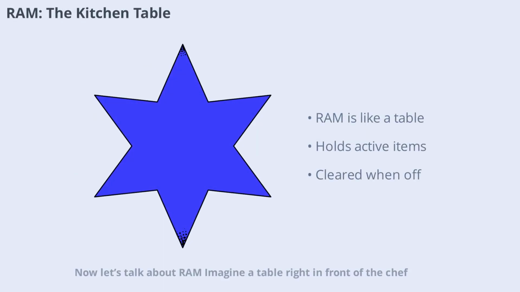Now let's talk about RAM. Imagine a table right in front of the chef. This table is where the chef keeps all the ingredients and tools needed for the current recipe, like salt, spices, and vegetables. RAM works the same way. It holds all the information and programs your computer is using right now. The bigger the table, the more items the chef can keep handy, making the cooking process smoother and faster. When the computer is turned off, just like clearing the table, RAM is empty.